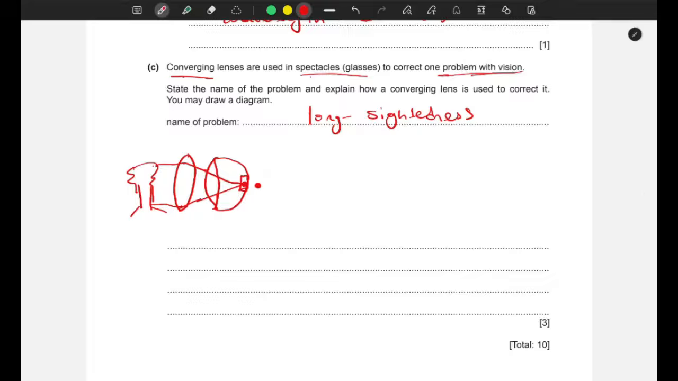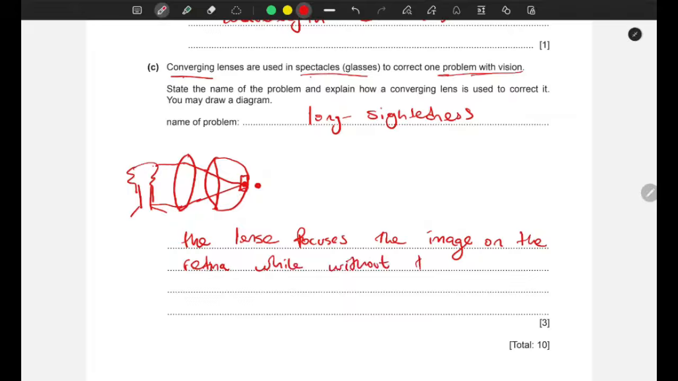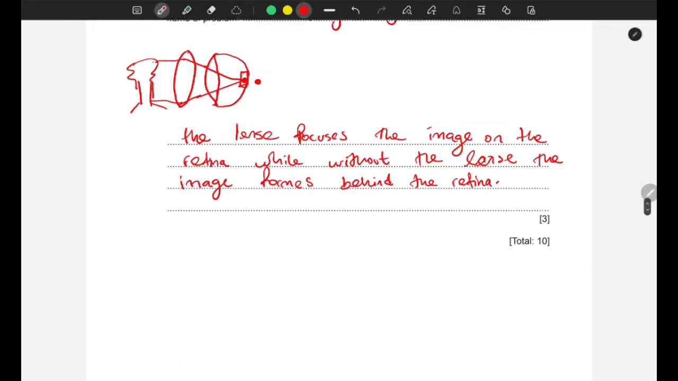So what can we write in the explanation? We can say that the lens focuses the image on the retina, while without the lens, the image forms behind the retina. That's our explanation.